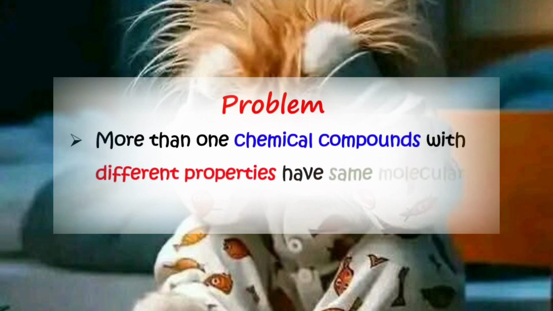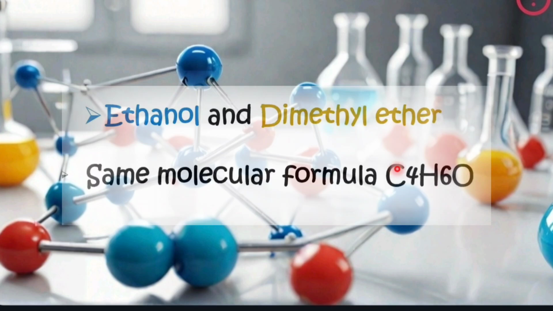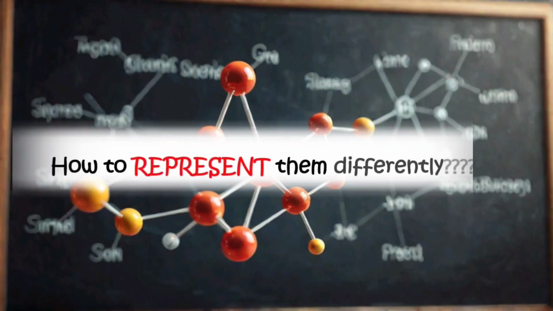There is a problem associated with the molecular formula. More than one chemical compound can be quite different from each other and have different chemical properties, but have the same molecular formula. Like in the case of ethanol and dimethyl ether. These are two different chemical compounds which have very different properties, but they have the same molecular formula C2H6O. Both the type and the number of elements like carbon, hydrogen and oxygen in these compounds are the same. So the problem arises: how to represent them differently?